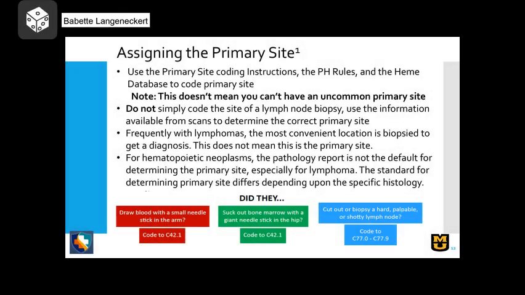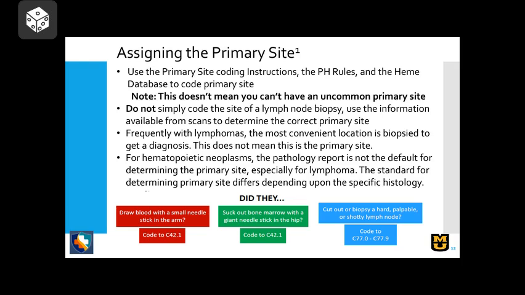Assigning the primary site. Use the primary site coding instructions in the primary histology rules and the heme database to code primary site. Note, this does not mean that you can't have an uncommon primary site. Do not simply code the site of a lymph node biopsy. Use the information available from scans to determine the correct primary site.